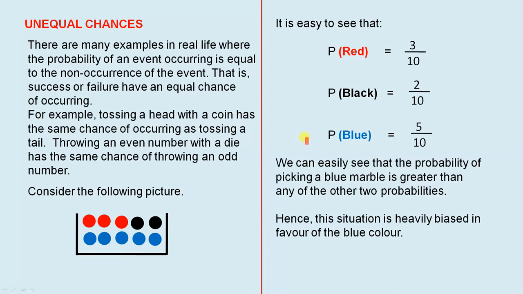Consider the following picture. Here we have a box with 10 marbles, 3 red, 2 black and 5 blue. It is easy to see that the probability of picking a red at random is 3 over 10. The probability of picking a black is 2 over 10, and the probability of picking a blue is 5 over 10. We can easily see that the probability of picking a blue marble is greater than either of the other two probabilities. Hence, this situation is heavily biased in favour of the blue colour, because there are more blue marbles than any other colour.